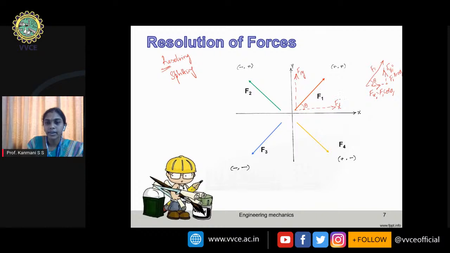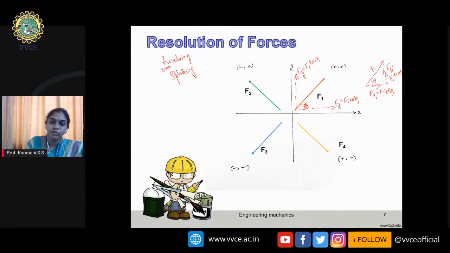Or here only I can write, so f1x is equal to f1 cos theta 1. Likewise, f1y is equal to f1 sine theta 1. So always remember, to apply this concept easily, you take theta always with respect to horizontal. If you take theta with respect to vertical, then you should change these symbols, or these algebraic functions, that is, sine theta and cos theta will be interchanged if you take the angle with respect to the vertical axis.